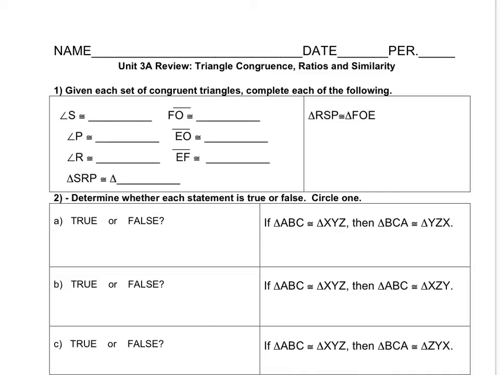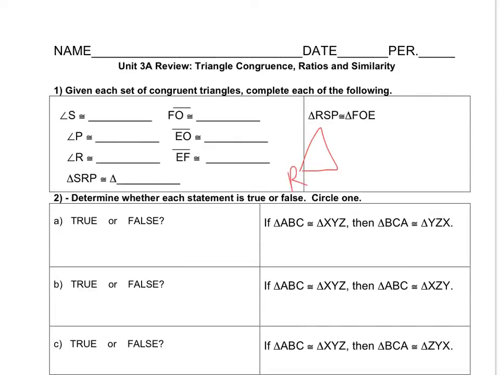Okay, this is review for Unit 3, Triangle Congruence, Ratios, and Similarity. On number 1 it says, given each set of congruent triangles, complete each of the following. So we have that triangle RSP is congruent to triangle FOE. Well, we don't have a picture, so we're going to draw one.